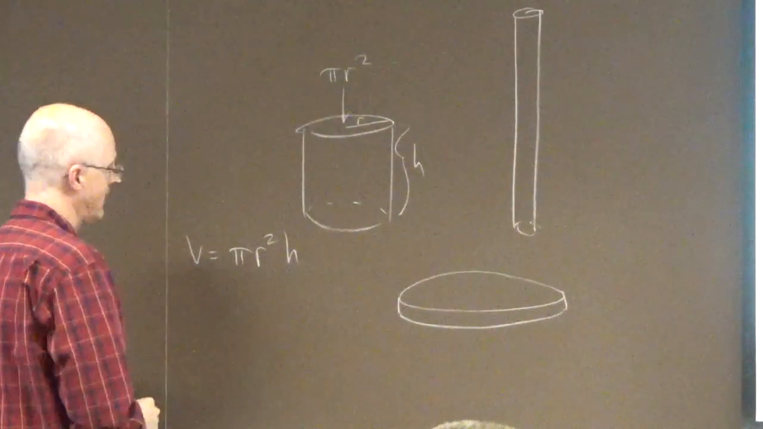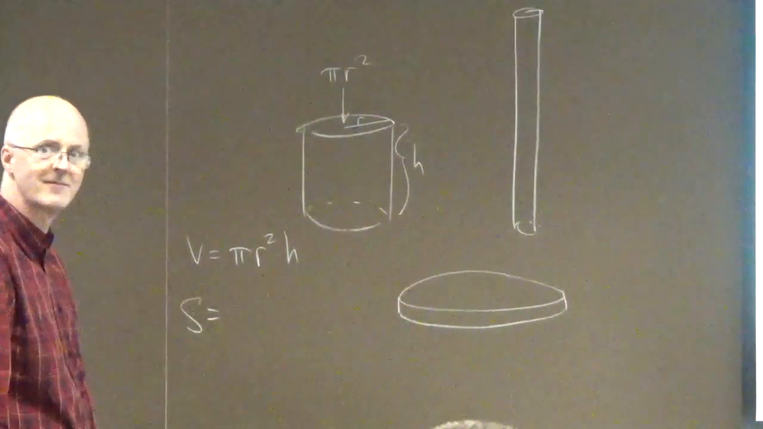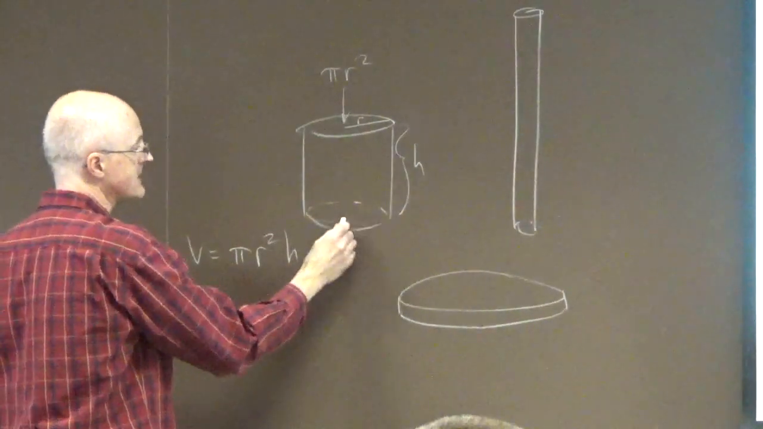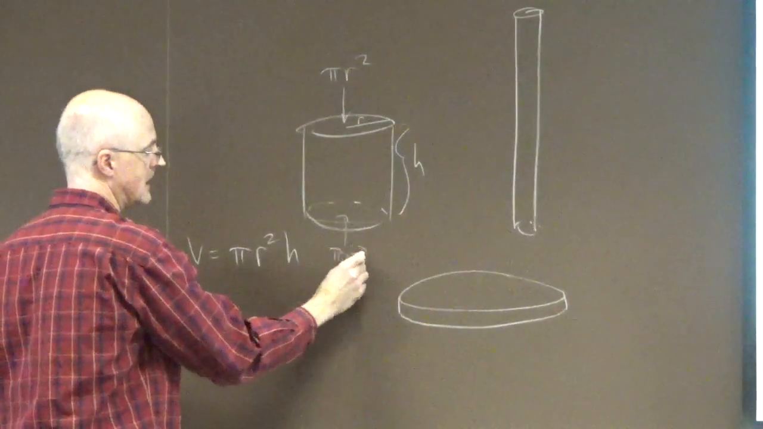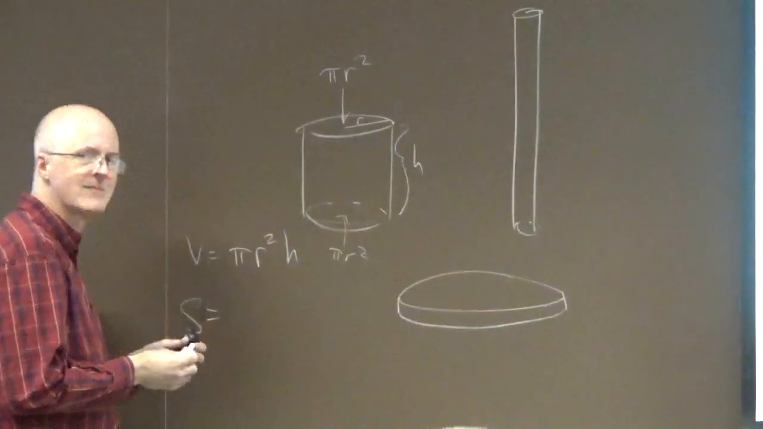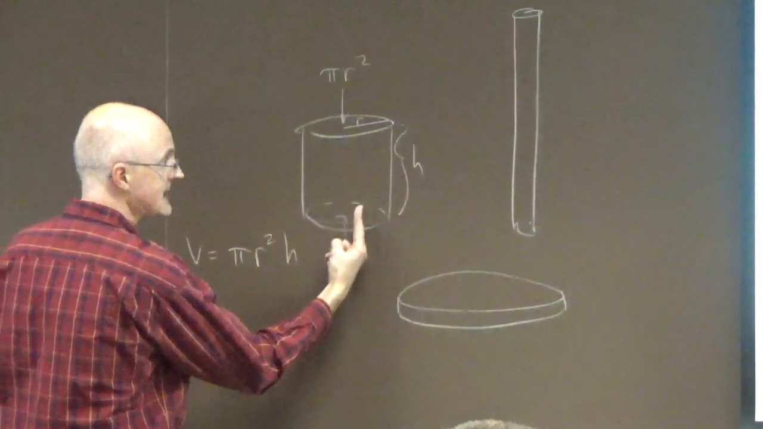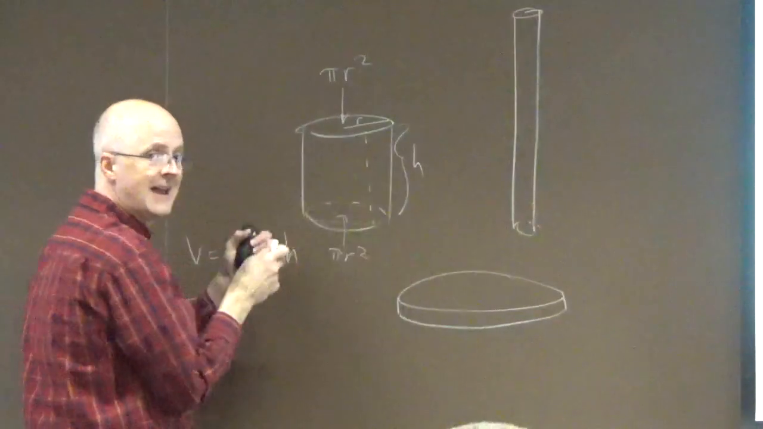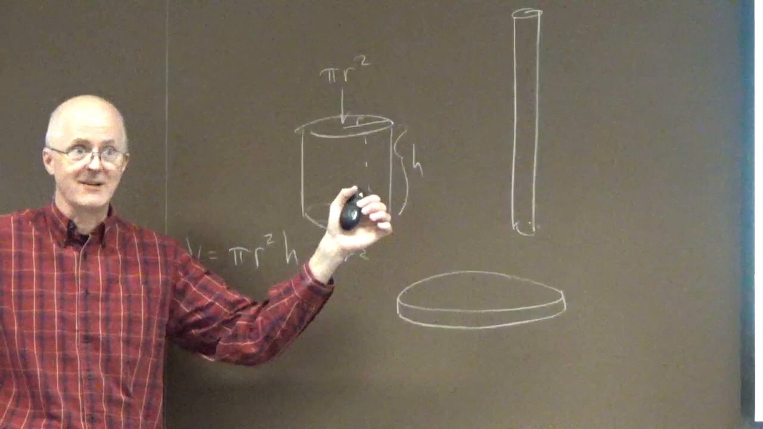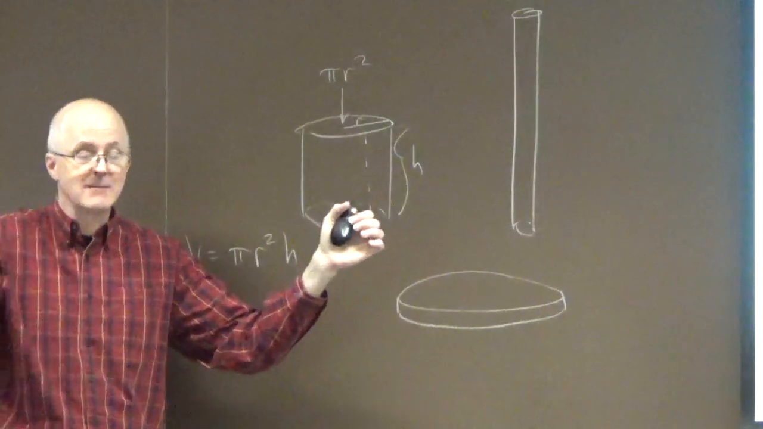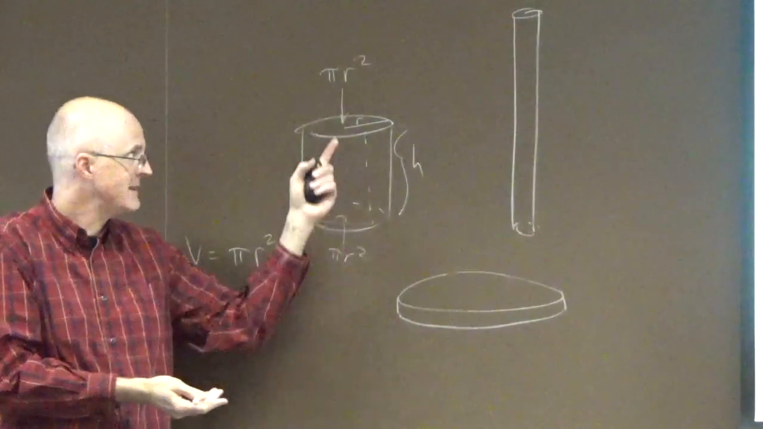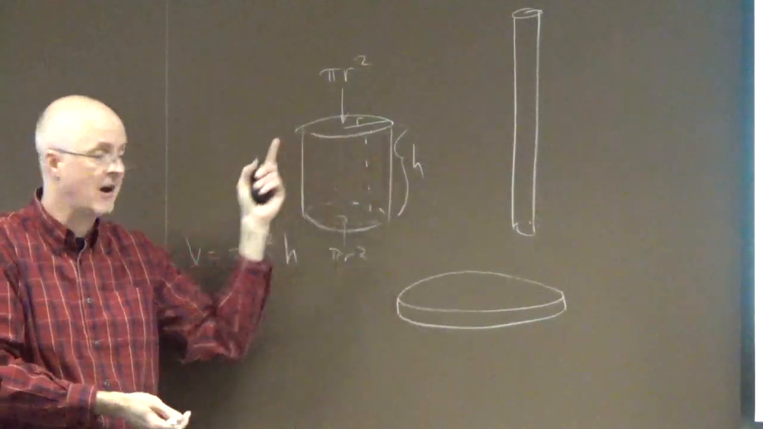But what about the surface area? The area of this circle is pi r squared. The area of the circle on the bottom is also pi r squared. What about the area of the sides? Imagine taking a scissors and cutting the side and unrolling it. What would it look like? A rectangle, yeah. Area of a rectangle is base times height. Height is h. What's the base? It would be the same as the circumference of the circle, which is 2 pi r.